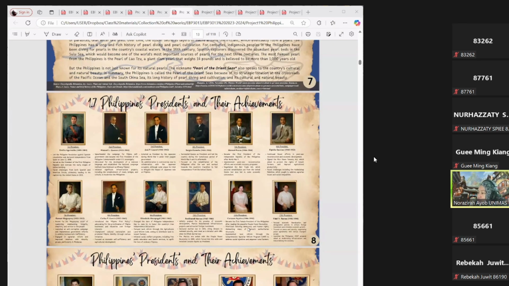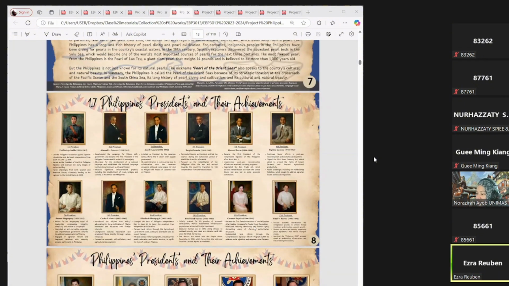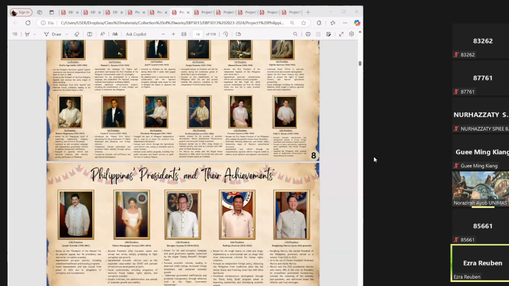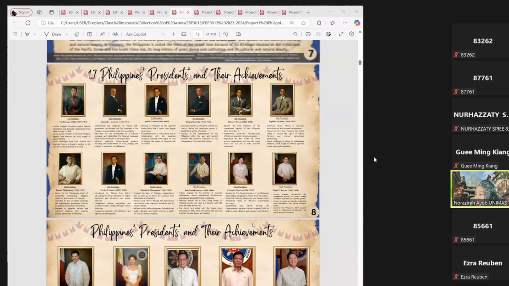Philippines presidents. Wow. Any of these Philippines presidents that you guys are familiar with? Which one of these? Rodrigo Duterte, Doctor. Which one? The one at the bottom, Doctor. The bottom one? Yeah, Rodrigo Duterte. The handsome one. Handsome. Okay.